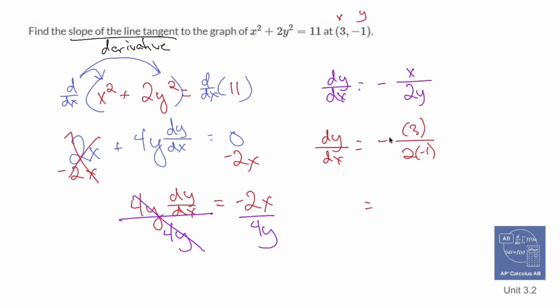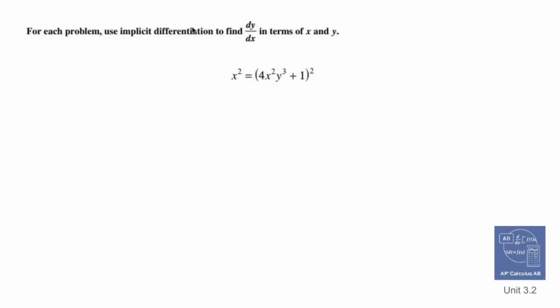And that cleans itself up to negative over a negative, which is a positive. 3 over 2 is 3 over 2. My slope is that guy right there. Okay? So by taking the derivative, we had to use implicit differentiation. We did that. We plugged in our point at the very end, and we got positive 3 over 2. Donezo.